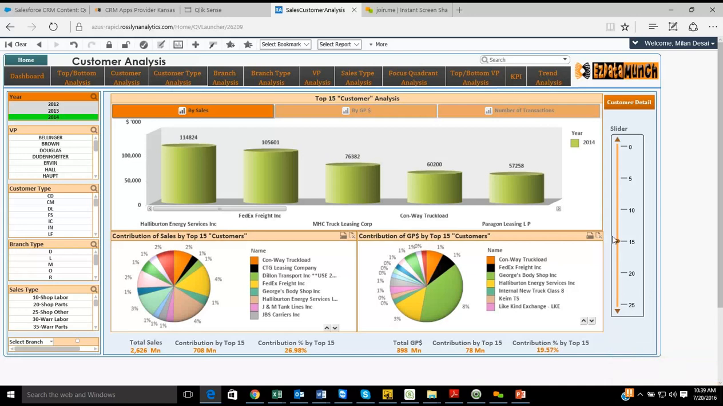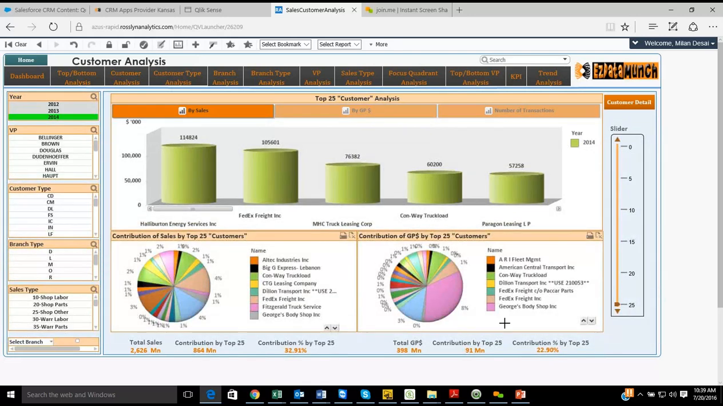Now, I want to look at my top 25 customers and see what they contribute. As you can see, the incremental 10 customers didn't bring much revenue. It only increased by a few percentage points, but they do bring in additional profit, because your profits actually improved. So that also tells me that the largest of your customers are actually not very profitable.